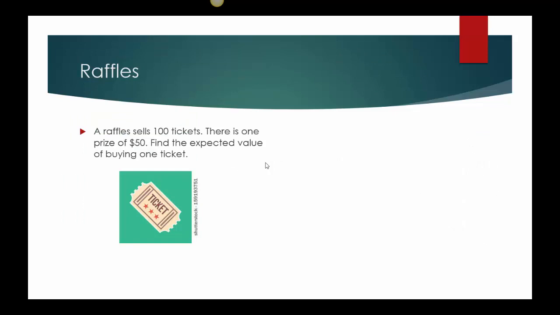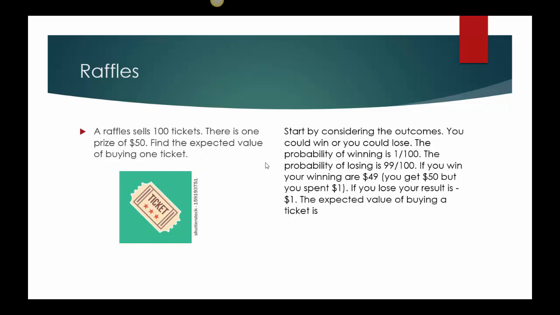The next one says, well, why don't we consider a raffle? In this particular one, I decided we'd have 100 tickets and one prize of $50. We want to find the expected value of buying one ticket. When we buy a ticket, there are two things that can happen. We can win the prize or we could lose. Our chances of winning are pretty small, it's 1 in 100, but our chances of losing are really high. It's 99 out of 100.